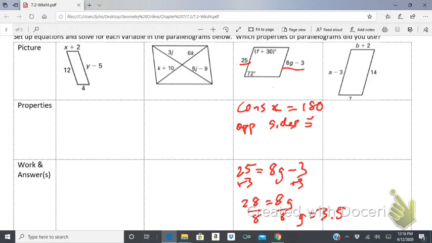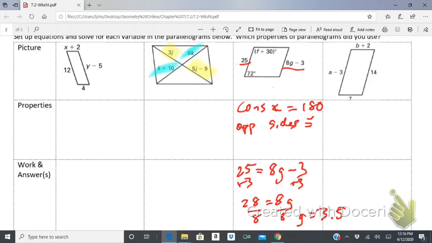I'm going to give you a little hint on this. These two things right here are the same because of diagonals bisecting each other. And then the other one that I'm going to give you a little hint on is this and this. Those are also the same because diagonals bisect each other.